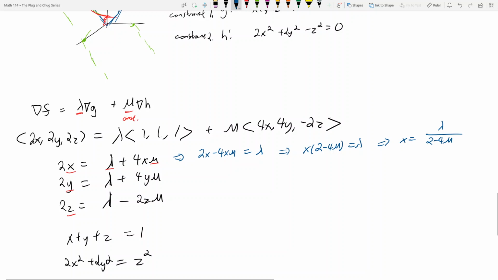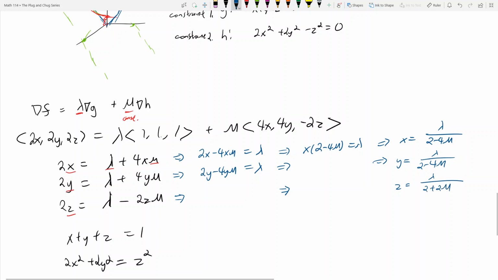Fair. And this video is running a bit long, so to save time, you do the exact same thing with y and z, right? So you get 2y minus 4y mu is equal to lambda by subtracting 4y mu from both sides. And if you follow these exact same steps, I'm only skipping 1, you'll get y is equal to lambda over 2 minus 4 mu, okay? And then for z, do this exact same thing as with the previous two, and you should get z is equal to, and I'm actually only skipping 2 steps, lambda divided by 2 plus 2 mu.